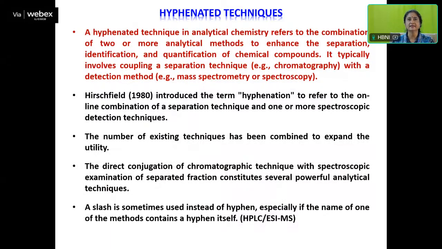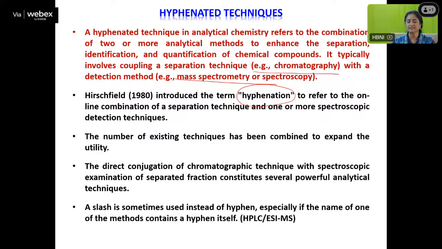Now, a hyphenated technique in analytical chemistry refers to the combination of 2 or more analytical methods to enhance the separation, identification, and quantification of chemical compounds. It typically involves coupling a separation technique, for example chromatography, with a detection method, for example mass spectrometry or spectroscopy. So this is called hyphenation. A scientist in 1980 introduced the term hyphenation, which is the coupling of a separation technique and 1 or more spectroscopic detection techniques.